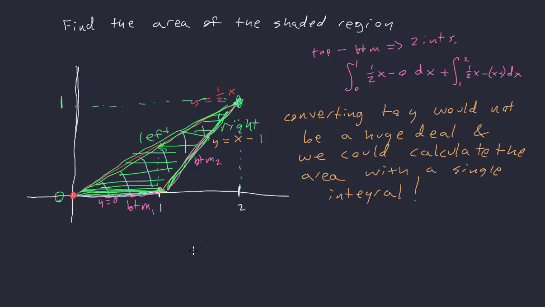So in terms of y, this area is going to be the integral from 0 to 1 of, now we just need to convert these to y's. Well, y equals x minus 1 is basically x equals y plus 1. So there's our rightmost function, y plus 1. And then here, we just move that 2 over and get 2y is equal to x.